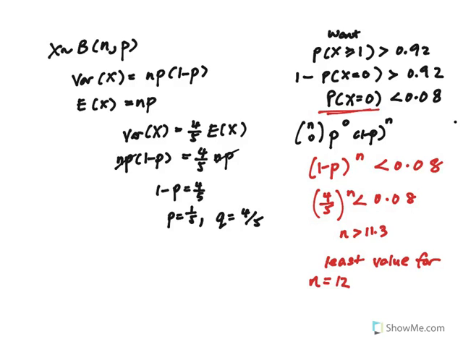X cannot be negative. We cannot have X equal to -1. So the smallest X can be is 0, and you want the complement of X greater than or equal to 1. We're just taking 1 minus the probability of X equals 0, and from there you go on to solve this using the formula of the binomial distribution.